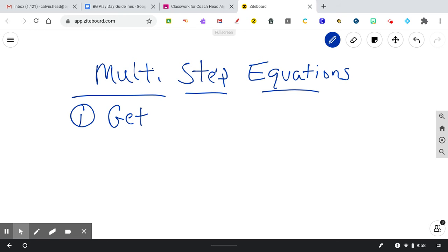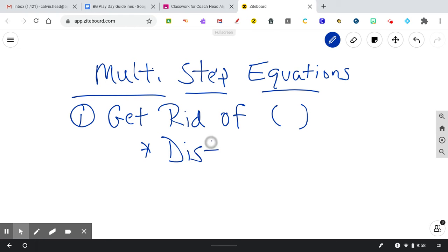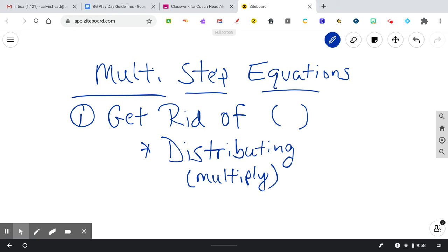The one thing that you're going to have to do is get rid of parentheses, and you do that by distributing, which technically means you're going to multiply. We're going to go through some examples, but those are the things that I want you to focus on. And once you do those things, then you solve the two-step.